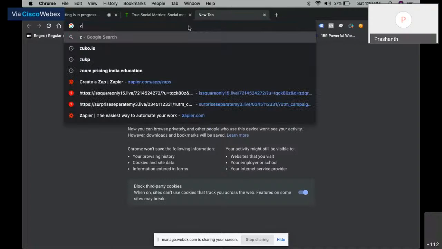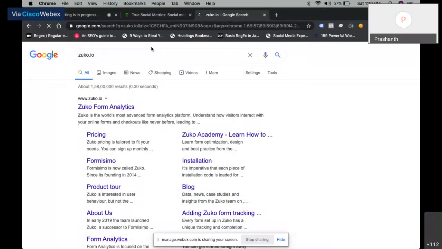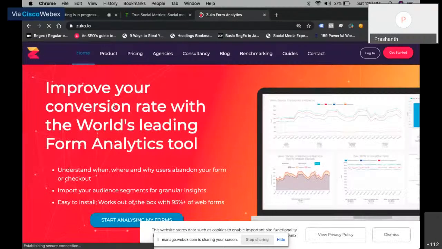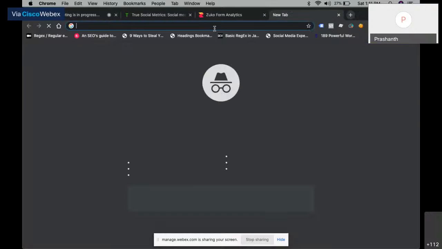There's one tool called Zuko. If you're working with a website where you majorly focus on subscriptions and registrations, there is a company which is only going to give you analytics about the forms. Analytics only about the form, not about the website behavior or website users. No, no, no, only about the form. For example, how do I tell you?